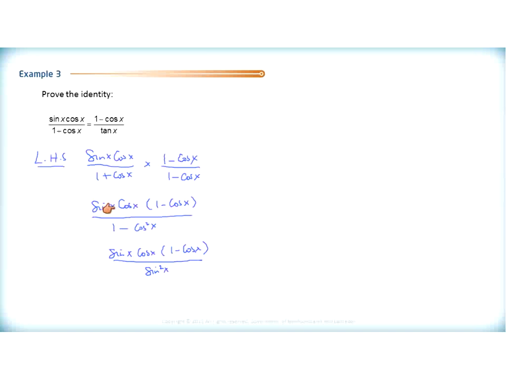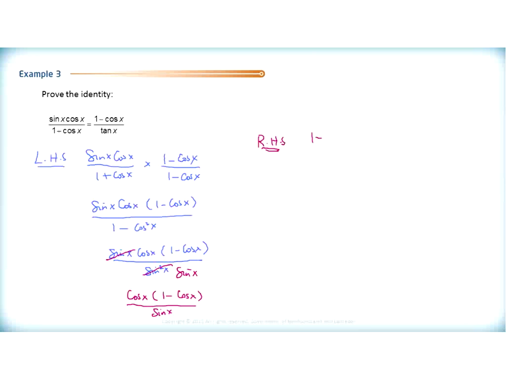And now you can probably see why I didn't want to multiply this in, because now I can cancel a sine x with a sine x here. And when I do that, I'm going to be left with cosine x times 1 minus cosine over sine. Now let's see if we can get the exact same thing to occur on the right-hand side.